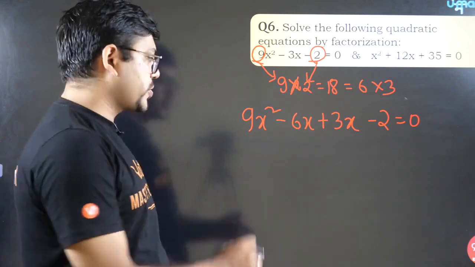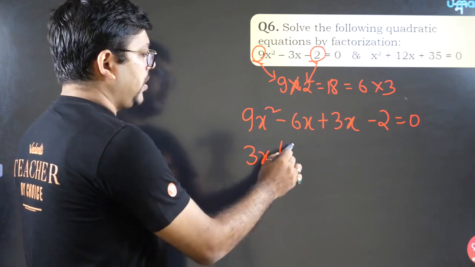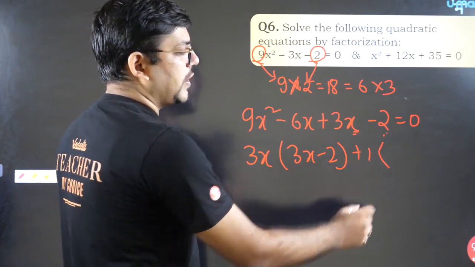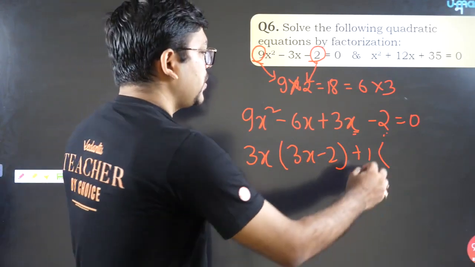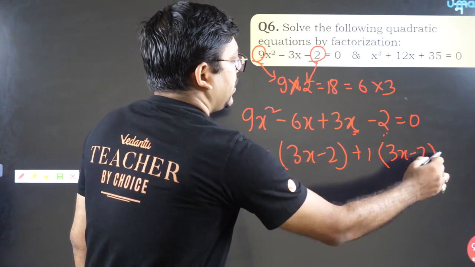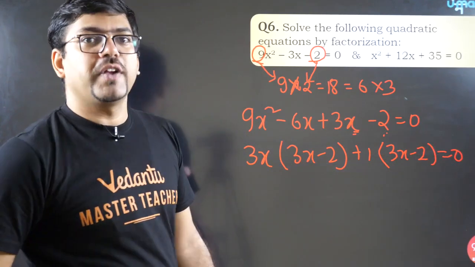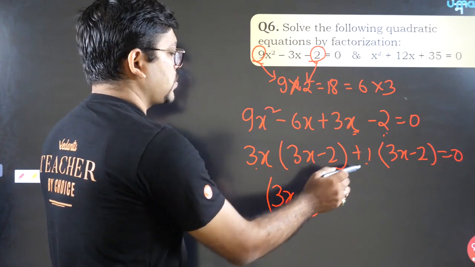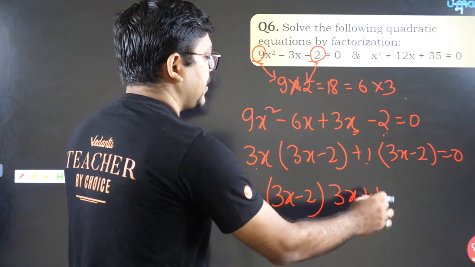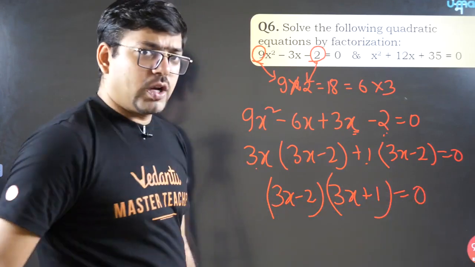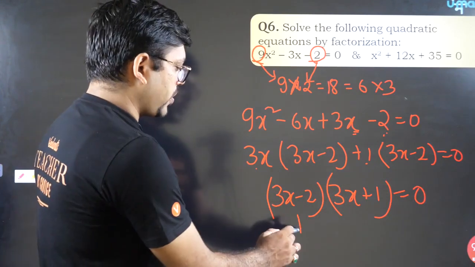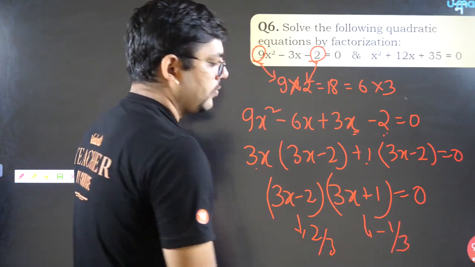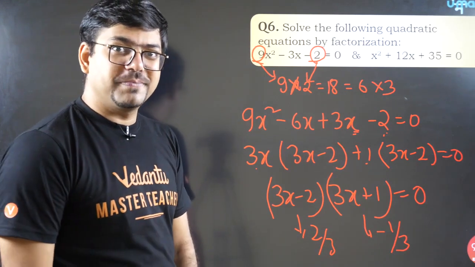Now you have to take the common thing. From here you can take 3x common. 3x taken common, remaining is 3x and then minus 2. From these two terms you can't take anything common, so just take one common. You'll be getting 3x minus 2. From these two terms you got 3x minus 2 as common. So 3x minus 2 and then 3x plus 1 equals to 0. If you want to find the zeros of the polynomial, very easily you can find 2 by 3 and here minus 1 by 3. Cool? Pretty easy, yeah? Chalo.